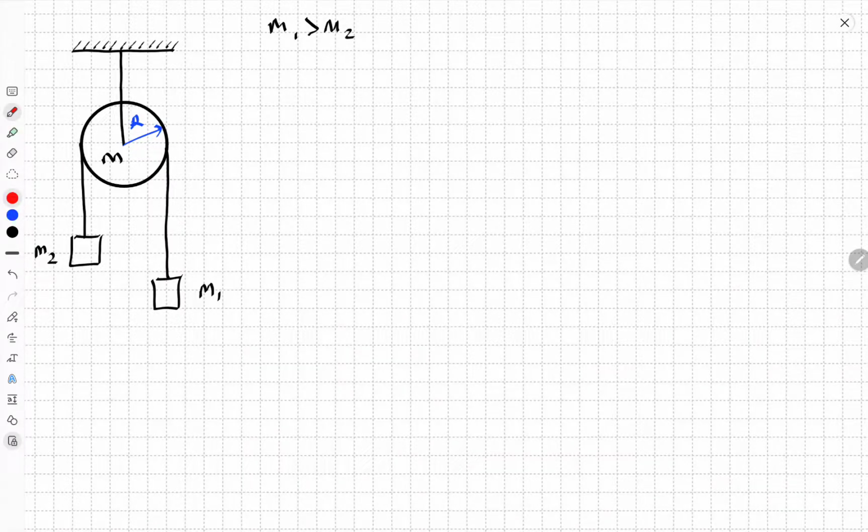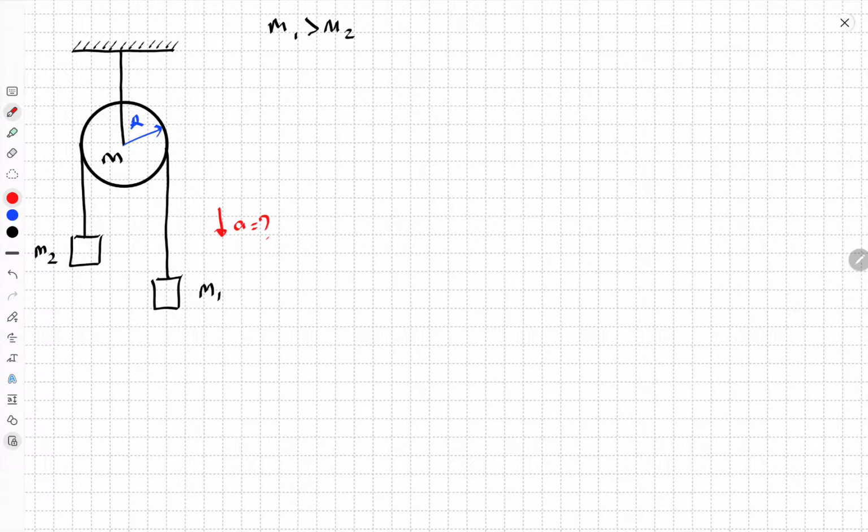So we have a system as shown in this figure: M1 object, M2 object, and the pulley has a mass M and it has a radius. So this pulley is basically like a disk. It's not empty basically. So the question: find the acceleration of this system, and also we can find the tension in the rope.